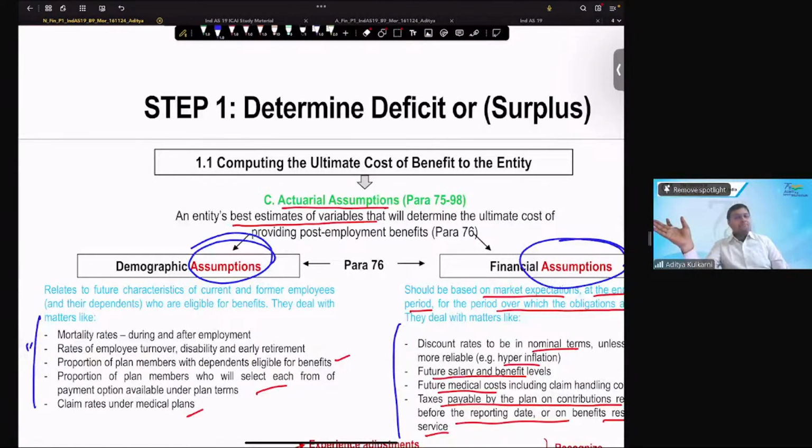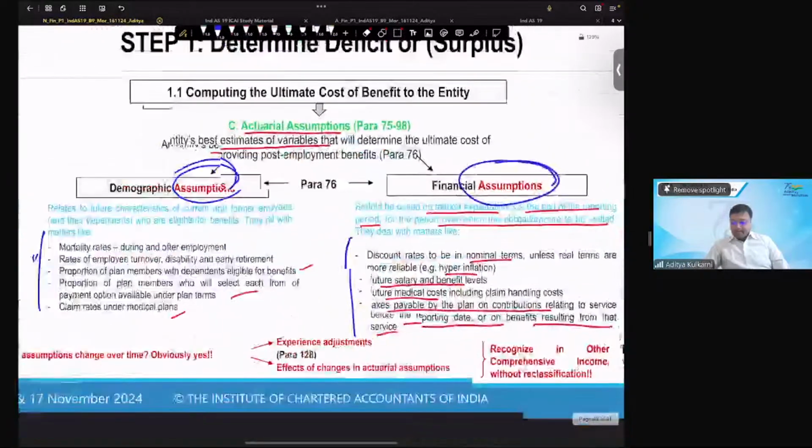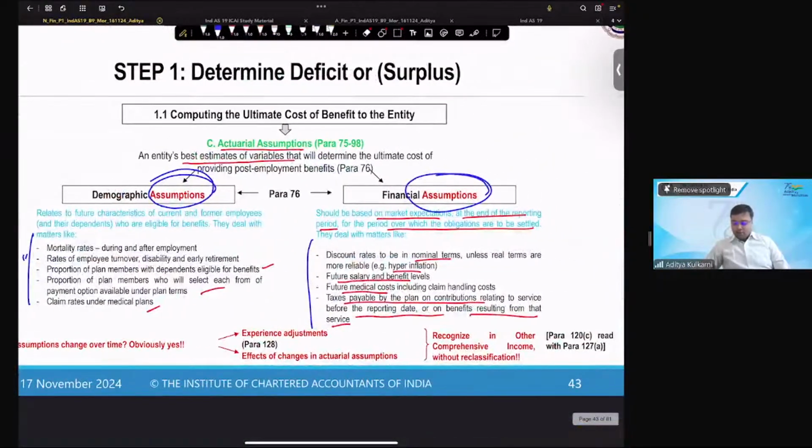Sir, other comprehensive income. That is the reason why under Ind AS 19, the impact of change in actuarial assumptions is taken to other comprehensive income. Okay. And it is not reclassifiable. It will go from OCI directly to reserves. वो फिर से P&L में नहीं आएगा. Did you understand? Yes, sir.